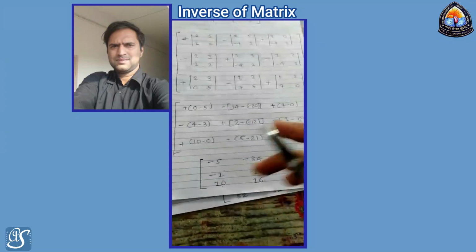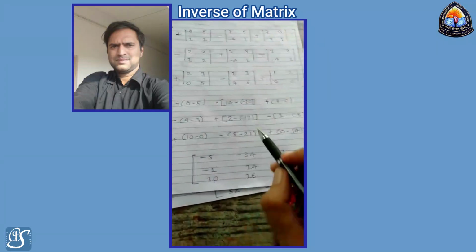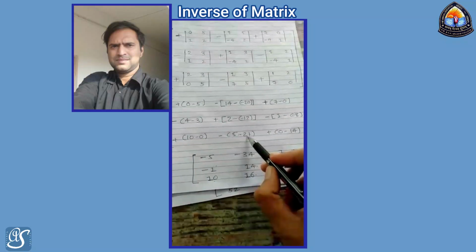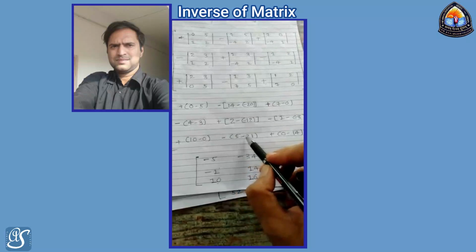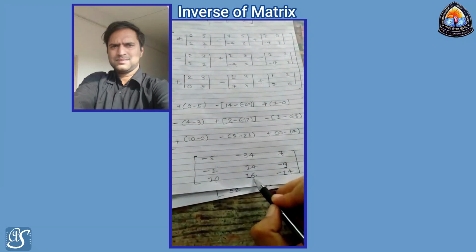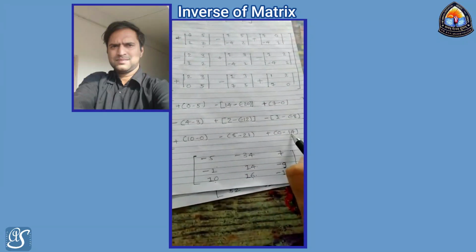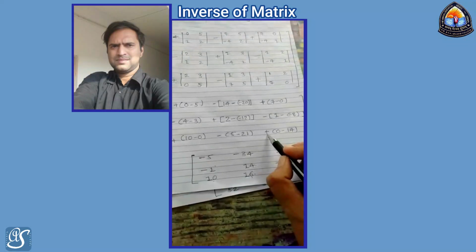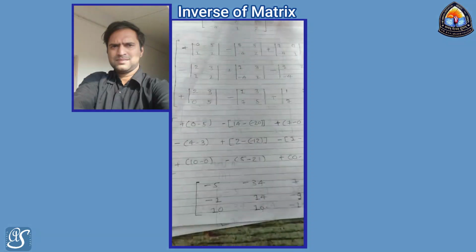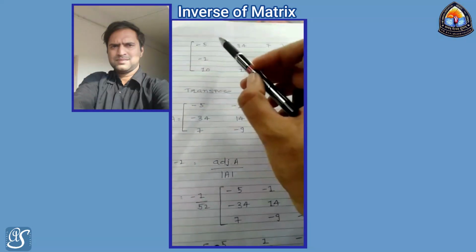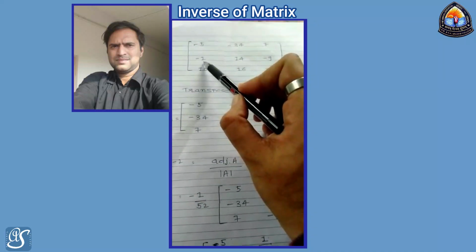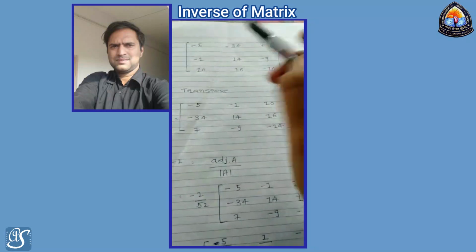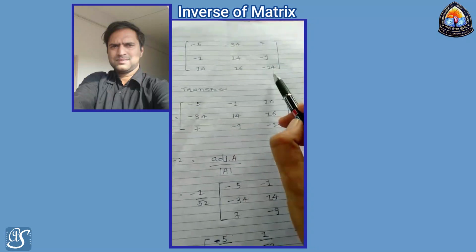10 minus 0, 10, 5 minus 21, minus 16, and outside sign is minus, so minus minus plus, so here plus 16. 0 minus 14, minus 14, and outside sign is plus, so minus 14. Now cofactors: minus 5, minus 34, minus 7, minus 1, 14, minus 9, 10, 16, minus 14.